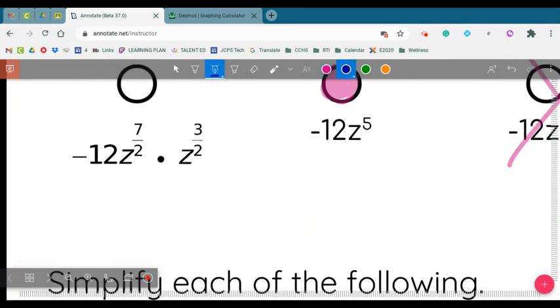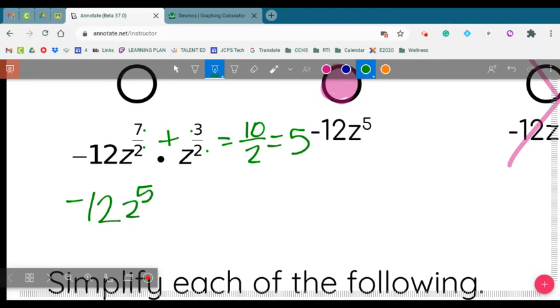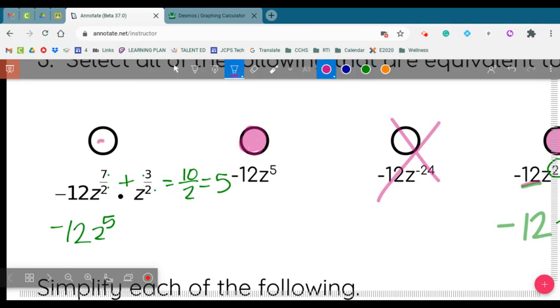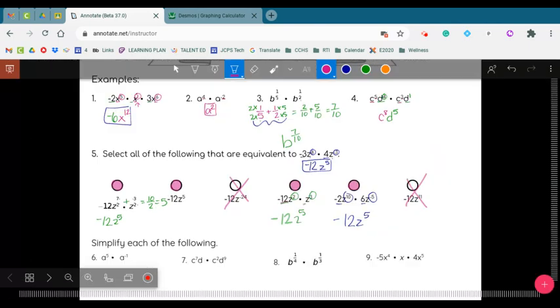So we know our coefficient is negative 12. And then with our fractions, we have to add them. Well, they have the same denominator, so I can just add the top. 7 plus 3 is 10. 2 is going to stay on the bottom. Well, 10 divided by 2 is 5. So it'll be z to the 5th, so this is also the same option. So you're not going to be able to just guess on these. You're going to have to go through and figure out which ones are similar and which ones aren't.